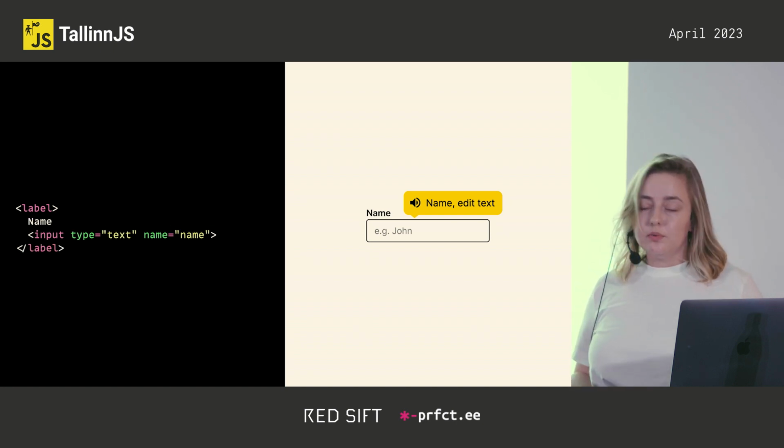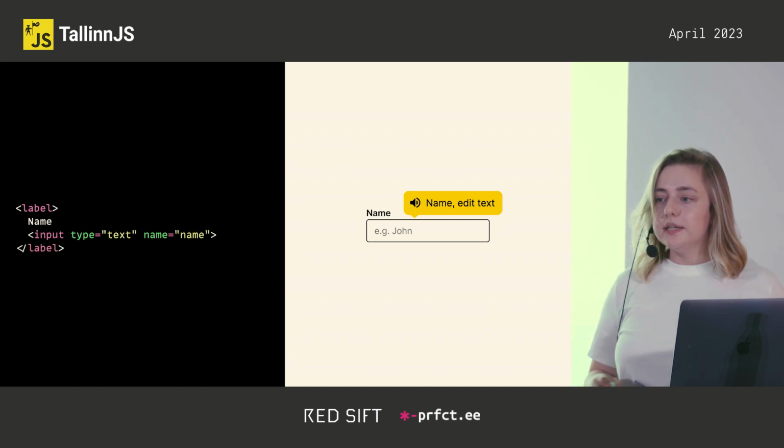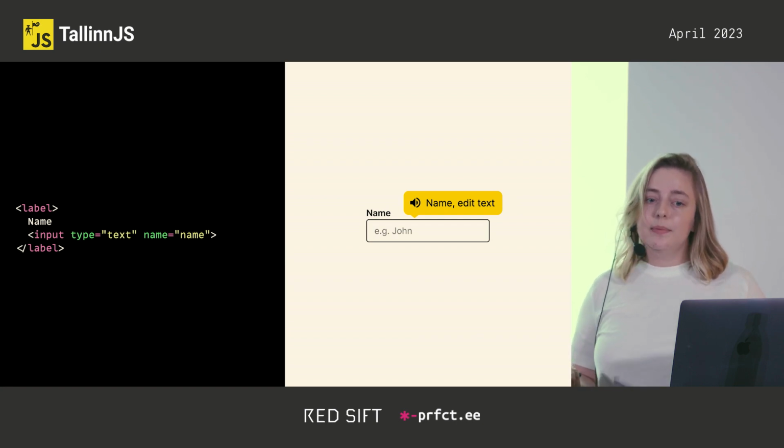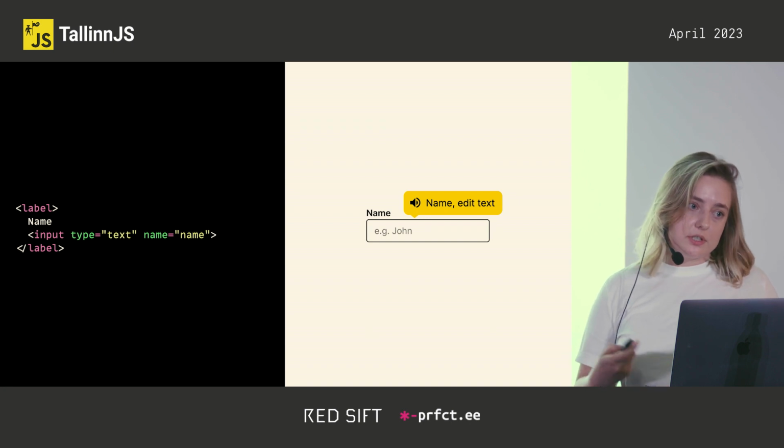There's also an implicit one where you can just wrap the input with a label, but it is mostly recommended to use the explicit one where you actually use the ID and for, because it is better supported by different versions of the screen readers.